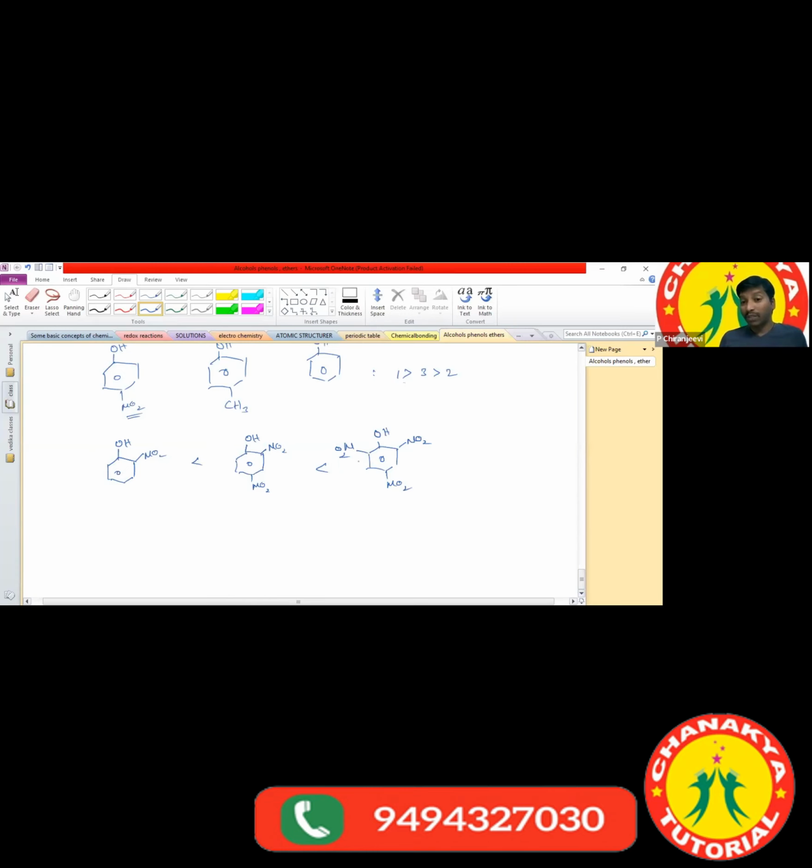And what is another question here? Which of the following molecules is highly reactive towards nucleophilic substitution reaction?